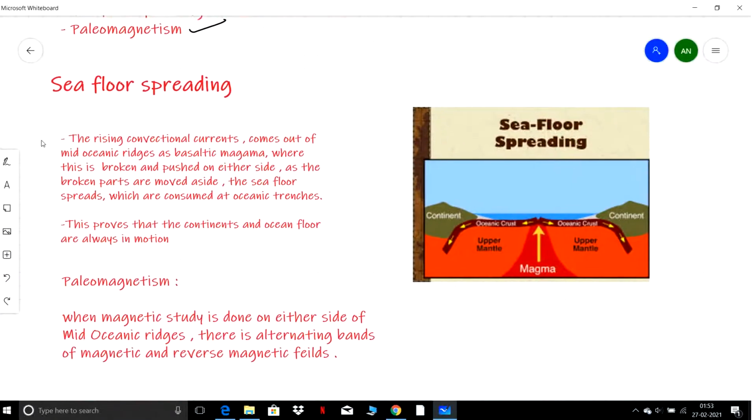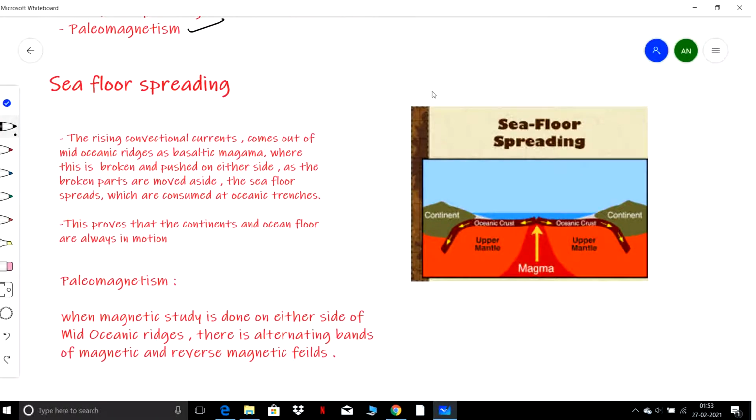What is seafloor spreading? As we discussed, in mid-oceanic ridges, you will know what mid-oceanic ridges are; please Google it or watch the previous video. In mid-oceanic ridges, the convective currents come up and the magma rises. This magma comes over here and cools. The successive magma which is coming breaks the cooled magma, and as it breaks, it pushes the broken magma towards either side. As it moves either side, this crustal plate gets moved this side and that one moves the other side. This is called seafloor spreading.